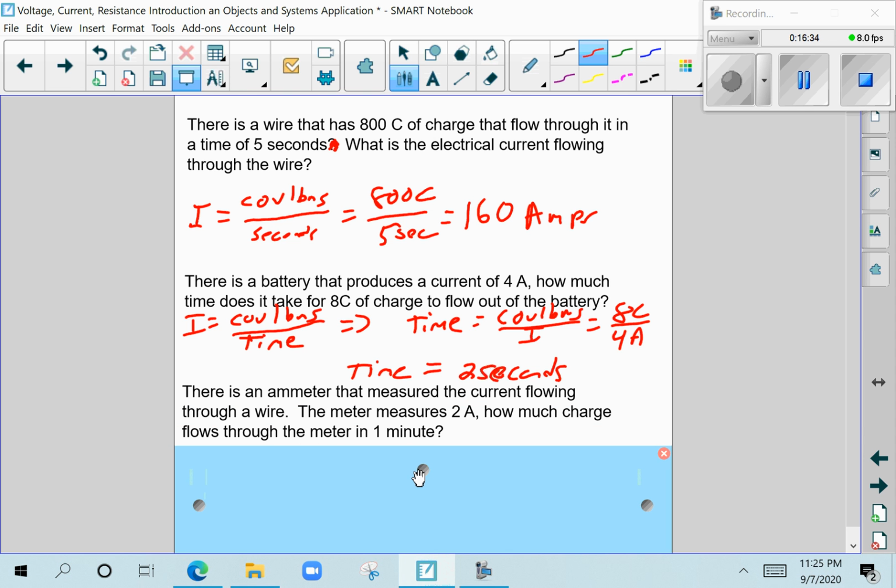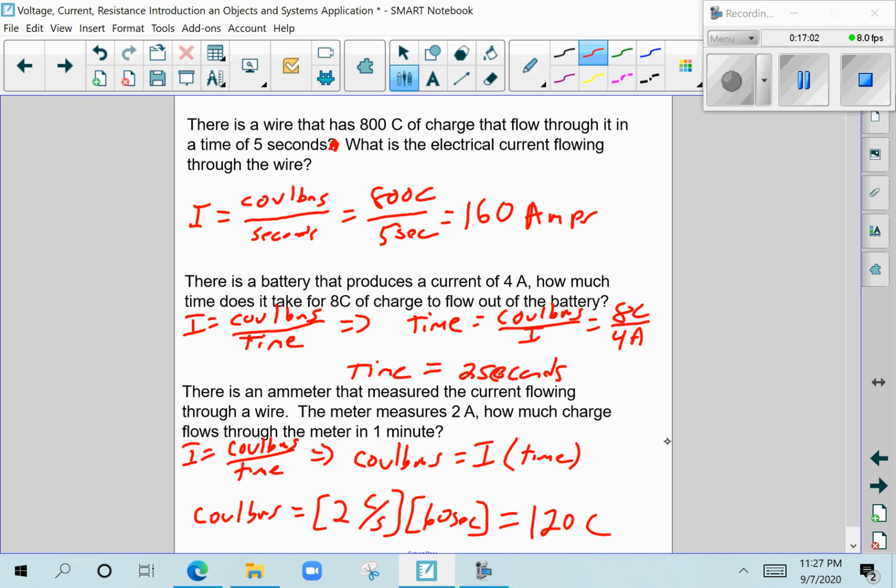My last question, there is an ammeter that measures the current flowing through a wire. The meter measures 2 amps. How much charge flows through the meter in 1 minute? So again, pause the video once you think you have an answer, play the video, and see if you got it correct. Okay, so I'm going to show this in 3, 2, 1.